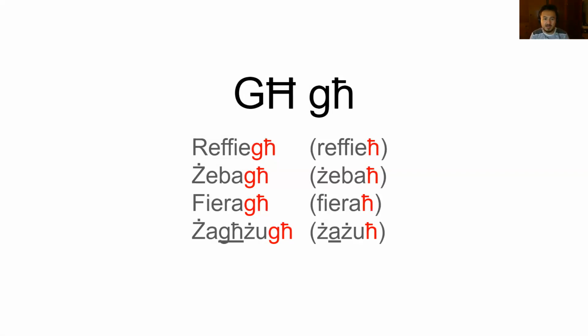Now, the ein, when it is found at the end of the word, it is pronounced as h, like a normal h of horse. For example, in the word rafiq. Rafiq is someone who would lift something. So rafiq is a lifter.